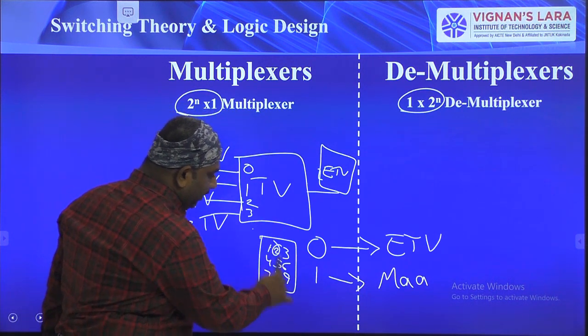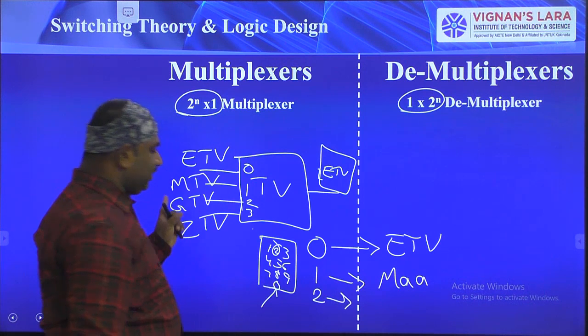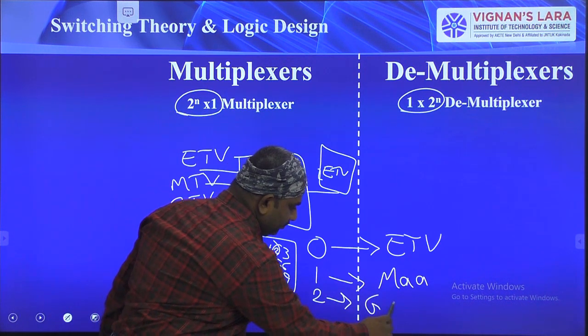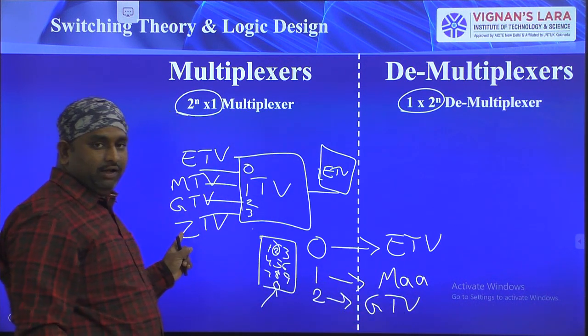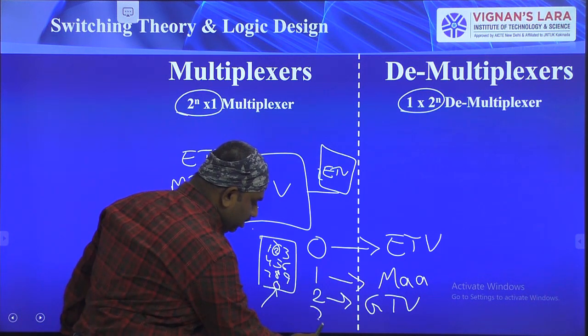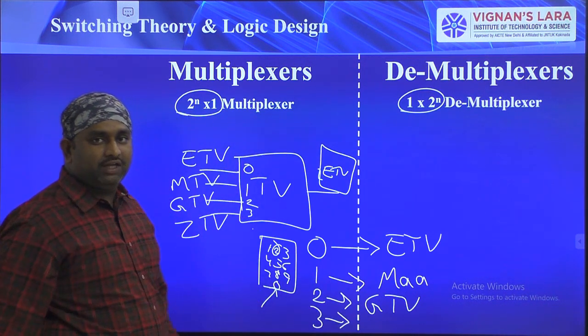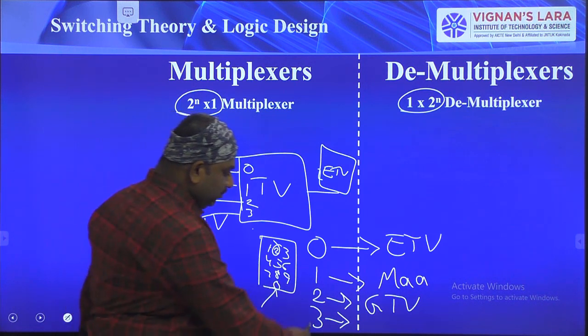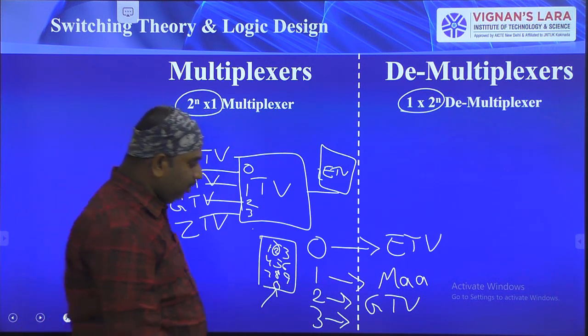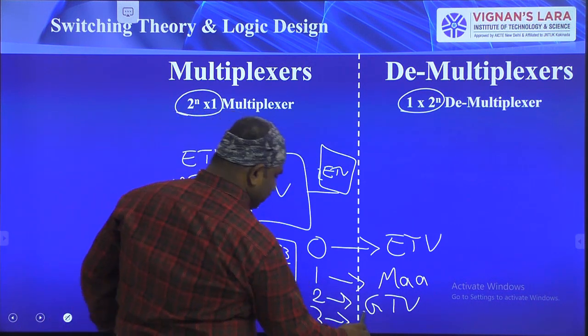When you select the 2 button, it will display Gemini TV. And when you select the 3 button in the remote, the output will display the GTV.